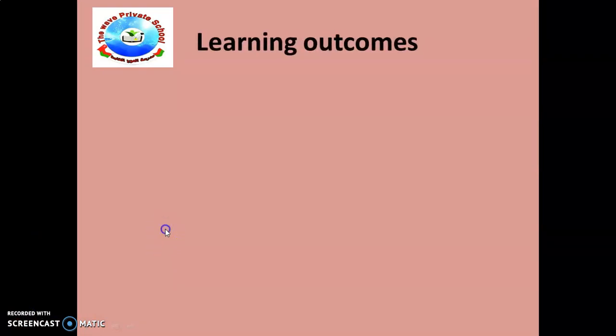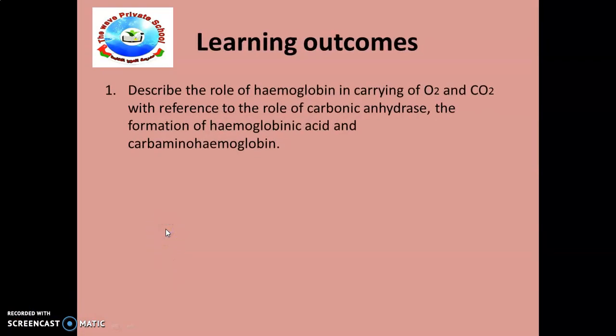So these are the learning outcomes in the topic. Describe the role of hemoglobin in carrying of oxygen and carbon dioxide with reference to the role of carbonic anhydrase, the formation of hemoglobinic acid and carbaminohemoglobin.